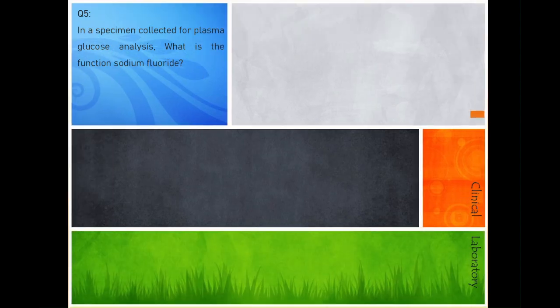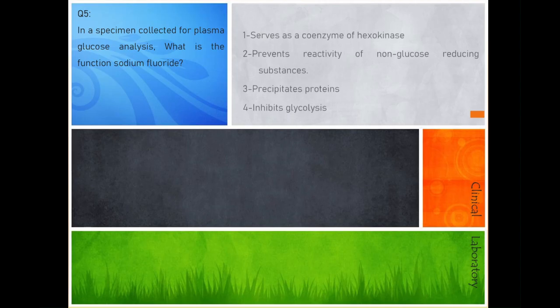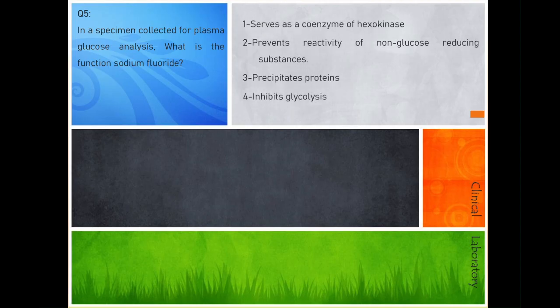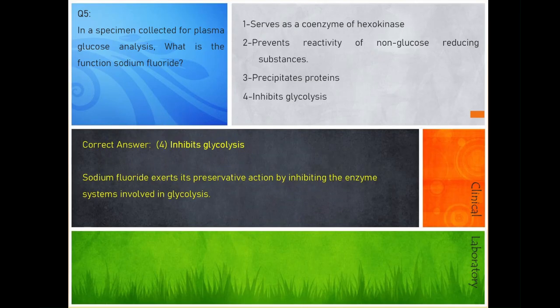Question 5. In a specimen collected for plasma glucose analysis, what is the function of sodium fluoride? 1. Serves as a coenzyme of hexokinase. 2. Prevents reactivity of non-glucose reducing substances. 3. Precipitates proteins. 4. Inhibits glycolysis. Correct answer, 4. Inhibits glycolysis. Sodium fluoride exerts its preservative action by inhibiting the enzyme systems involved in glycolysis.